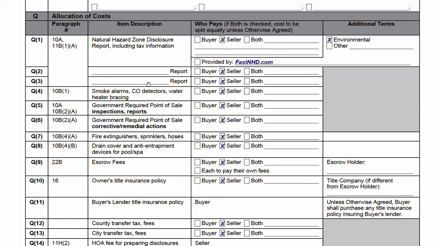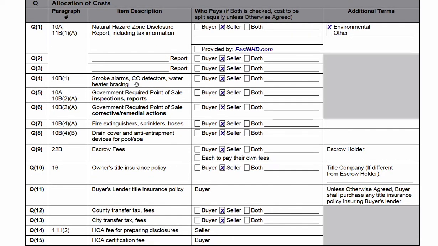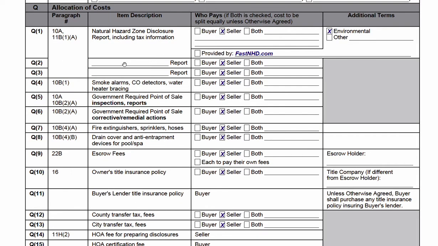All right, then we come down to allocation of costs. These are closing costs. Seller's going to pay for the natural hazard disclosure. I have fastnhd.com there. There's a drop-down menu, but you can just type in a company. And I check seller all the way down. So you get the seller pay for a termite report, for example. You write in termite report.